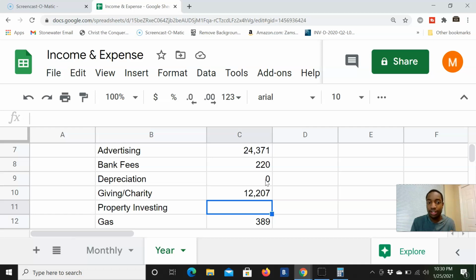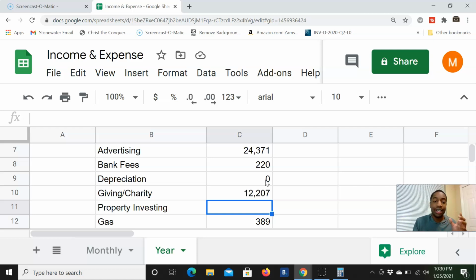And then property investing. This is a property that I bought last month in December. So this will be included in my expenses, and you all will see that number soon. But I just wanted to exclude it because that's not your usual cost that you would get if you're not buying properties.